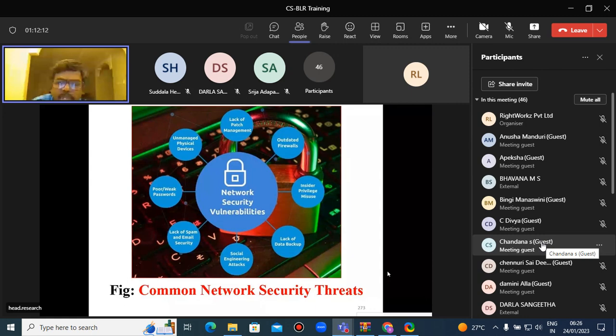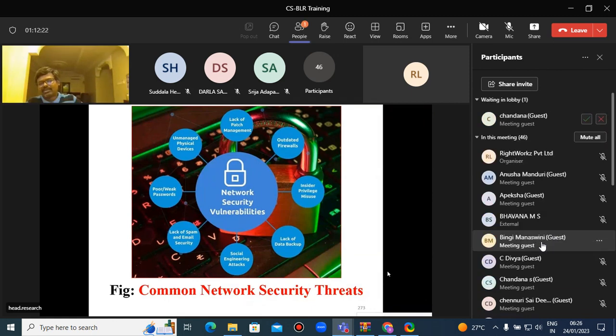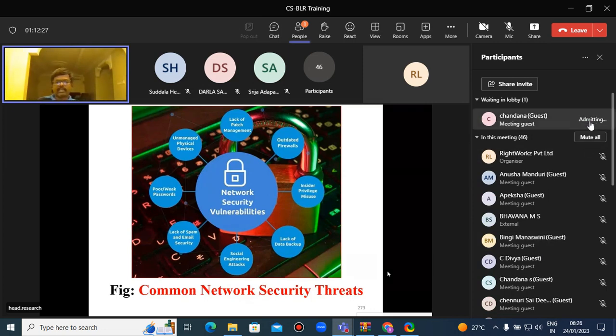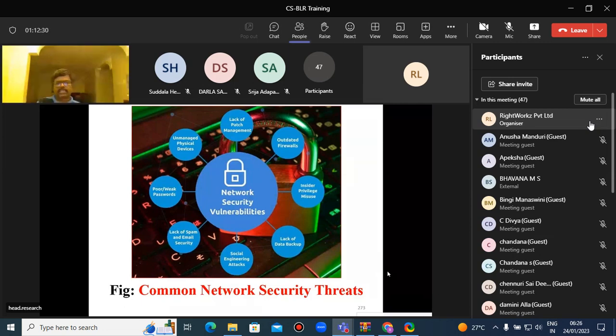Lack of data backup. Sometimes we are not backing up our data. Suppose you don't have a data center or any kind of server, so sometimes you are unable to back up the data. That is also one of the common network security threats. Social engineering attacks through Facebook, Instagram. On Facebook you can find many intruders creating fake accounts and then asking friends or higher officials for money.